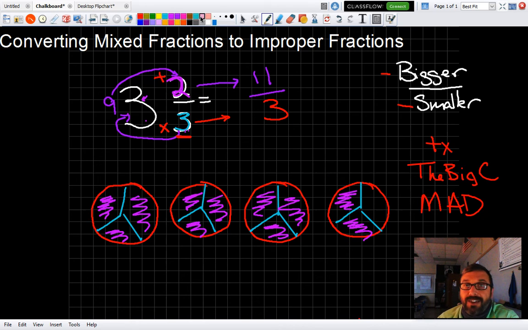So what I have just done is simplified the process that allows me to determine I have 1, 2, 3, 4, 5, 6, 7, 8, 9, 10, 11 thirds. There's actually 11 thirds of whatever it is we're counting. In this case, it's pizza because I'm very hungry and ready to go get pizza.